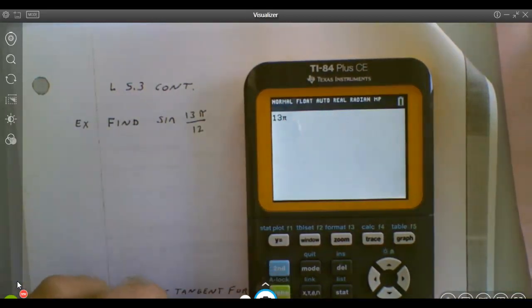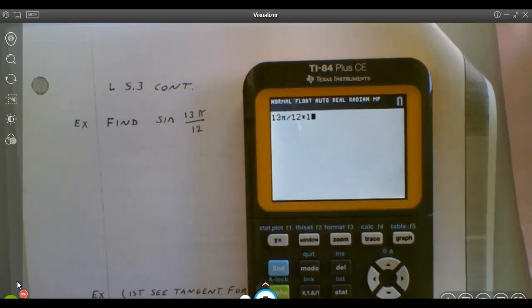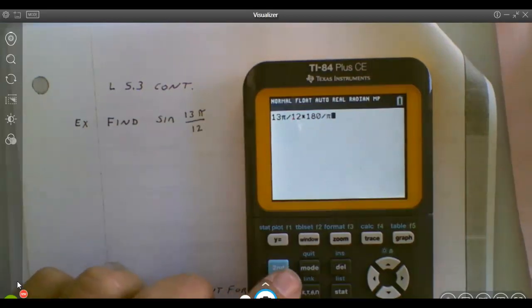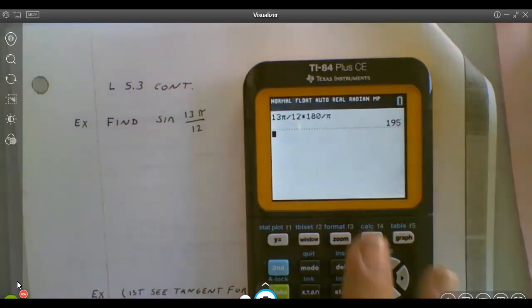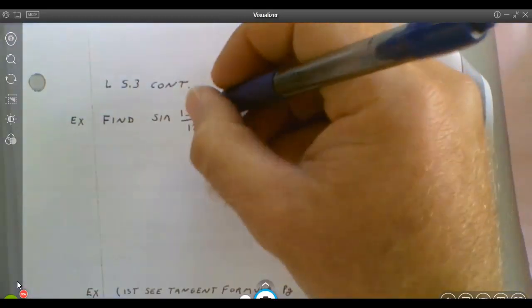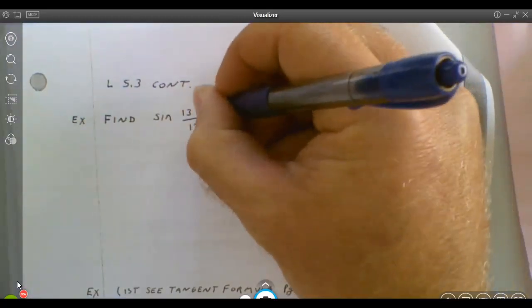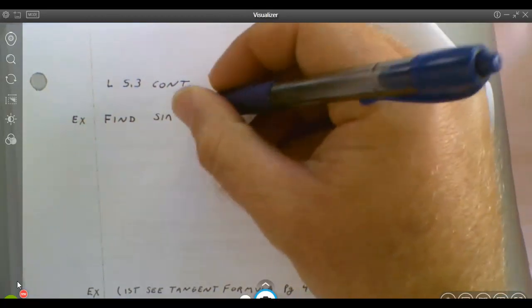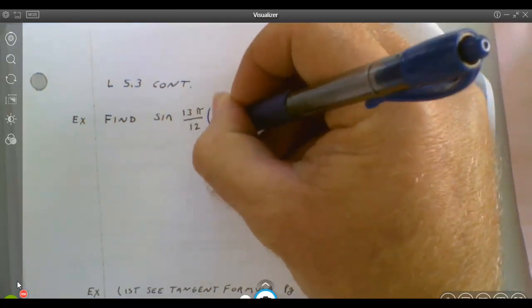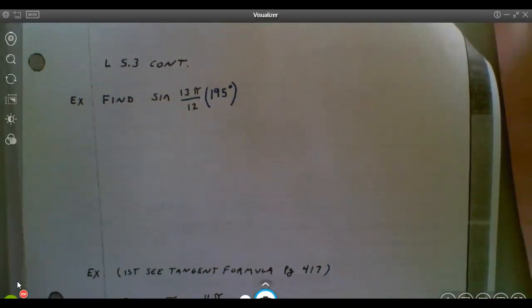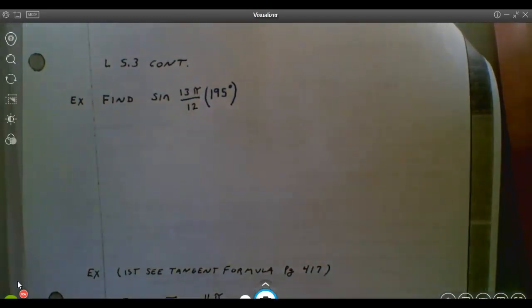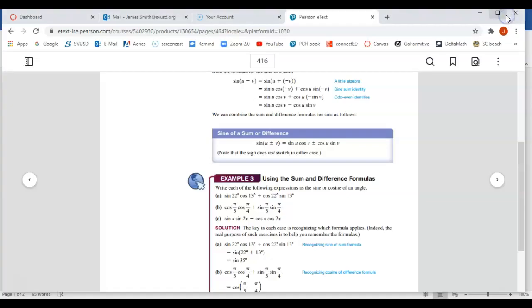So I'm going to do my 13 pi over 12, and let's multiply that by 180 over pi. So we're going to see this as 195 degrees. It's going to be a lot easier to add or subtract angles when we see it as an integer rather than a fraction. So we'll still get the same result, but I think it'll be easier now to work with the 195. So on this one, you have a choice. I can either add angles to get 195, or I can subtract angles to get 195. It's really just a matter of whatever you see as the easiest thing to find.